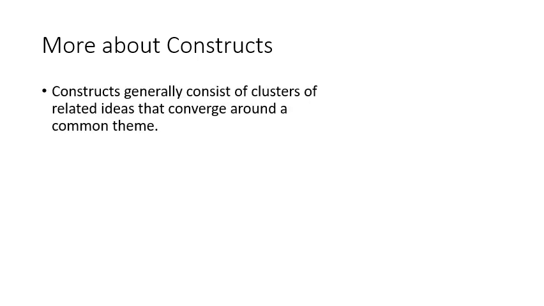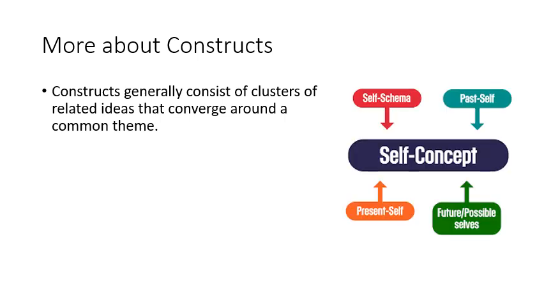So a little bit more about constructs. Constructs generally consist of clusters of related ideas that converge around a common theme. So, for example, the construct self-concept might consist of self-schema, or the characteristics that you see yourself as having, the self you were in the past, your present self, who you are today, and your possible selves, or what your future might be. All of these combined together cluster under the idea of self-concept.